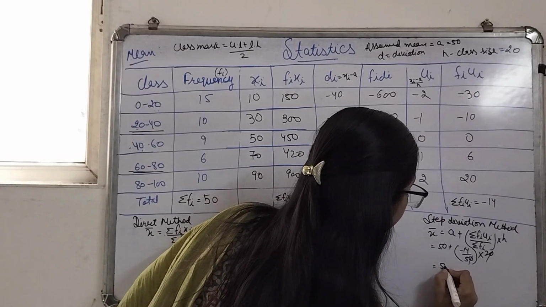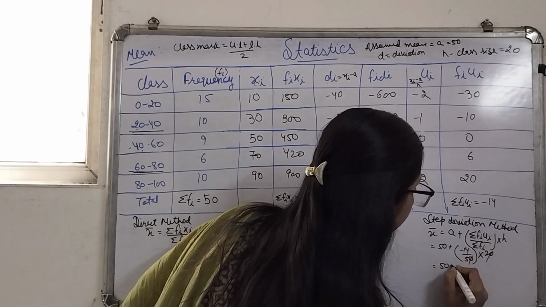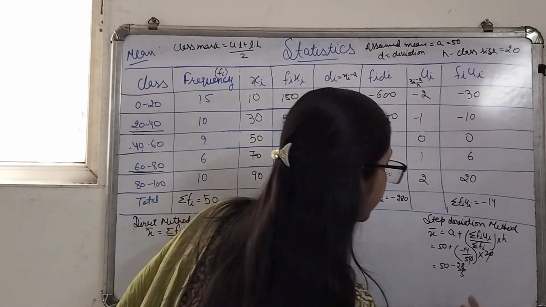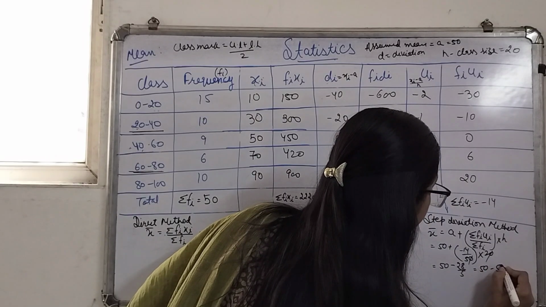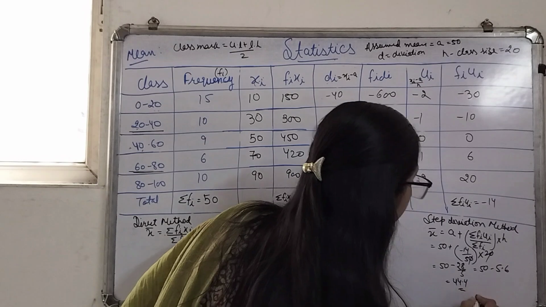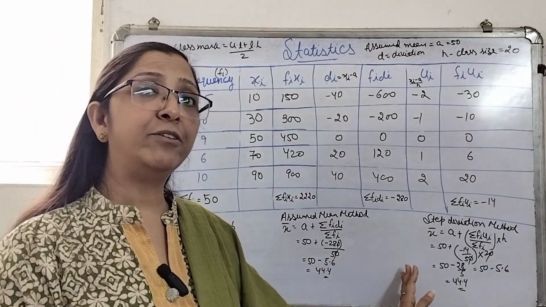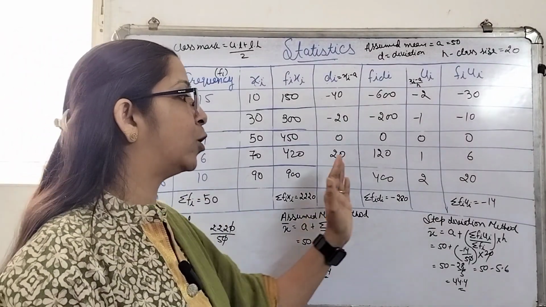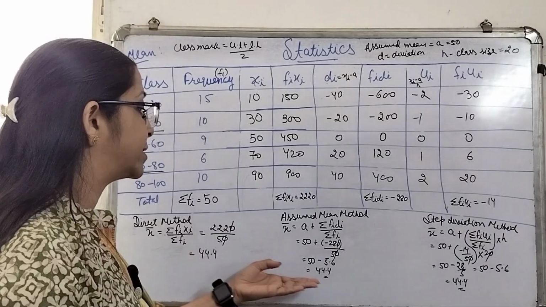It will become 50 plus minus will become minus. Minus 14 into 2 will be minus 28 divided by 5. That will give us 50 minus 5.6, which is 44.4. So you can see over here, whatsoever method for finding the mean we use, whether it is the direct method, the assumed mean method or the step deviation method, in all the cases our answer is the same.